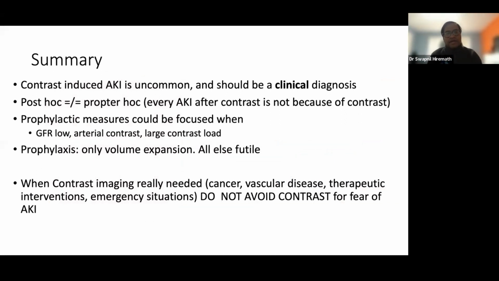So in summary, contrast-induced AKI is uncommon. It should be a clinical diagnosis, not a biochemical diagnosis based on change in creatinine and contrast exposure. And post hoc is not propter hoc. That is, every AKI after contrast is not because of the contrast. Prophylactic measures should only be used in certain settings, when the GFR is low, when you're giving arterial contrast, or you're anticipating a large contrast load. And for prophylaxis, only volume expansion is all that matters to me. Everything else is futile.